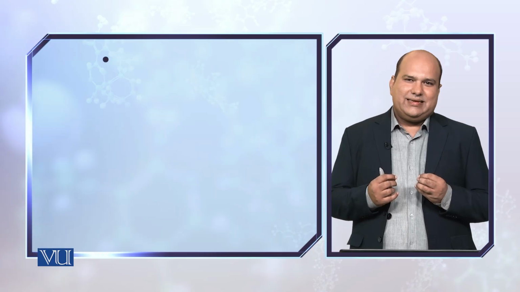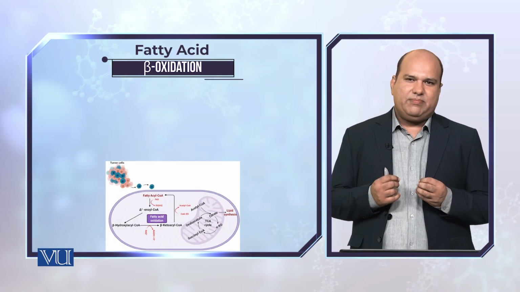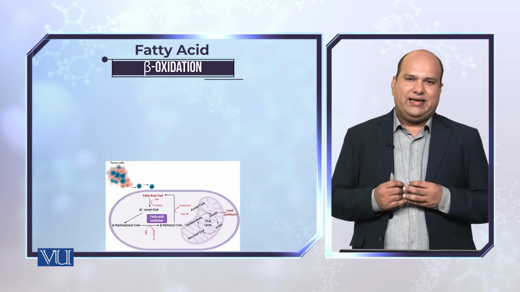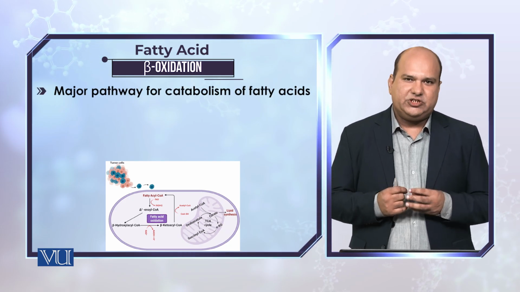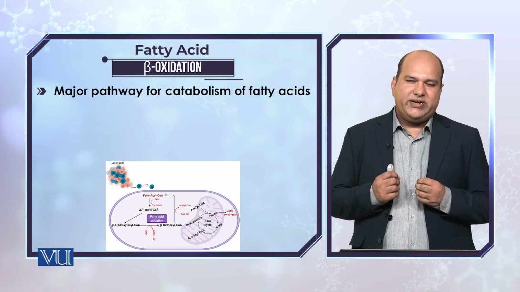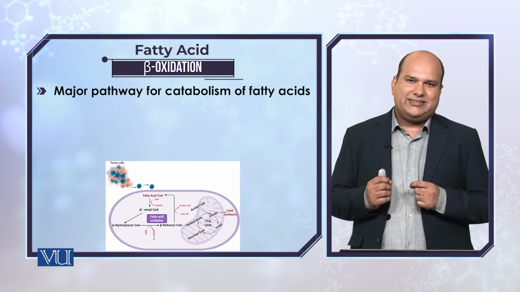So we have seen how the lipids are digested and divided into smaller particles, and after the process of emulsification and absorption, they move towards the liver for their final catabolism. Now, the major type of catabolism of lipids is known as the beta oxidation. We say beta oxidation because this is the beta carbon of the fatty acids.